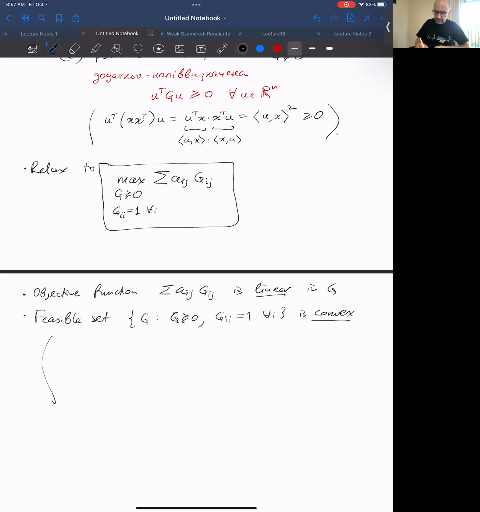Why is it convex? It has a lot of constraints here. So one constraint is the restriction that G be positive semi-definite. Is this a convex set? We would look at the set of all matrices that are positive semi-definite. Is it convex? Is it obvious?